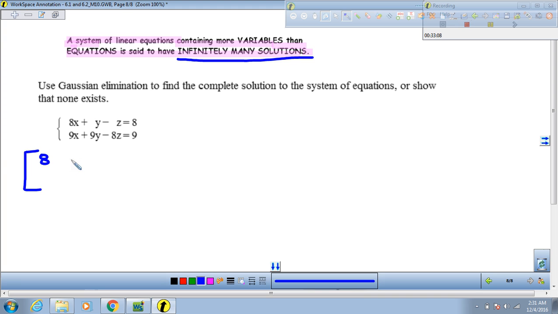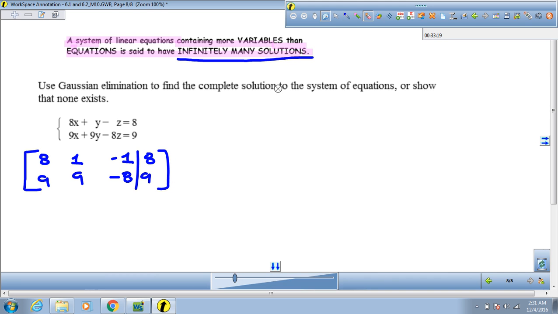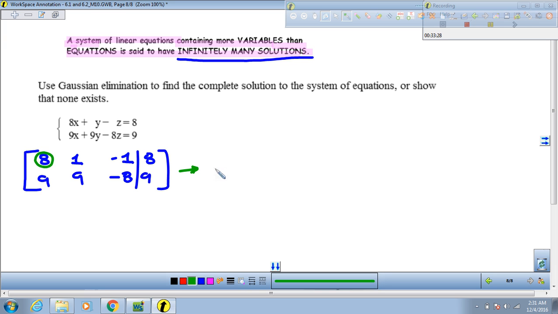So we're going to do the same drill. 8, 1, negative 1, 8, 9, 9, negative 8, and 9. So you have to think, what is it that I want to do first? Well, I want to have a 1 here, right? So how can we make a 1? Well, I'm going to do row 1. I'm going to multiply it times the reciprocal of 8, which is 1 over 8.